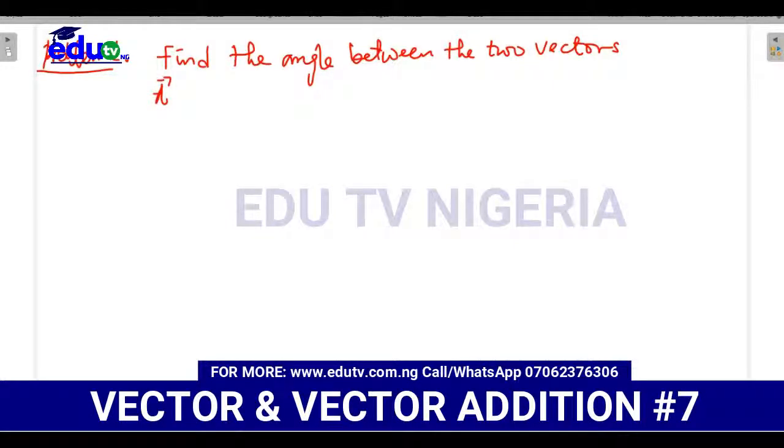Vector A is 2 unit vector i plus 3 unit vector j plus unit vector k, and vector B is given to us as minus 4 unit vector i plus 2 unit vector j minus unit vector k. In this case, when you have a single unit vector here, the coefficient of this unit vector is 1. Likewise, this one is 1.